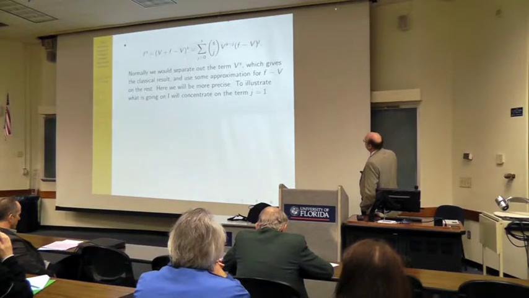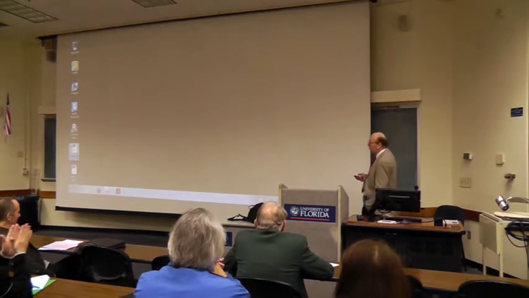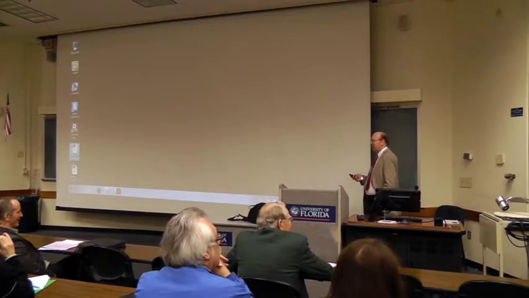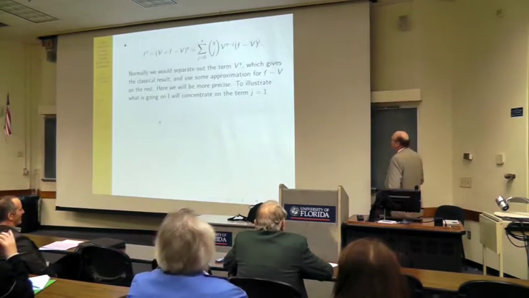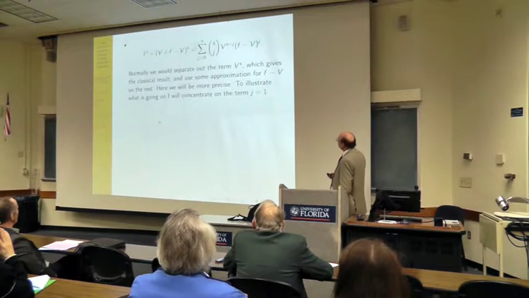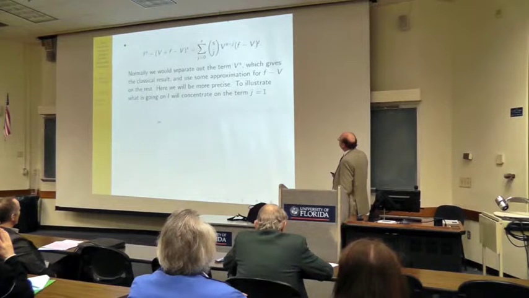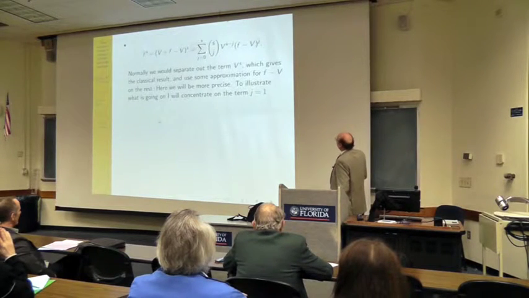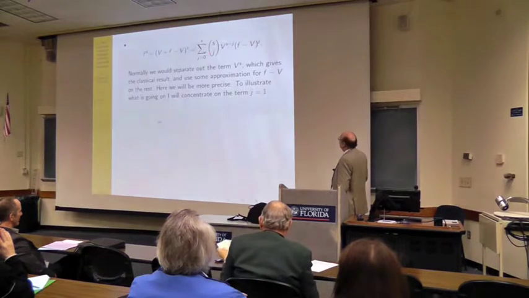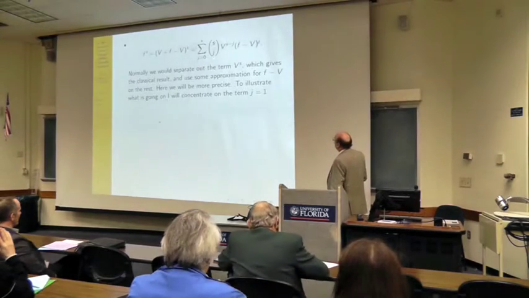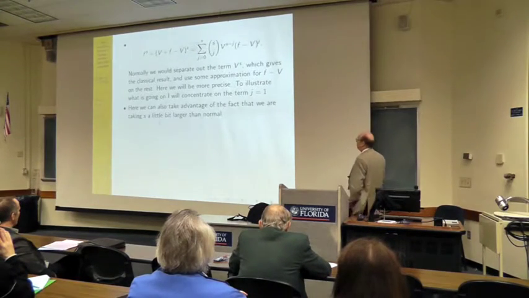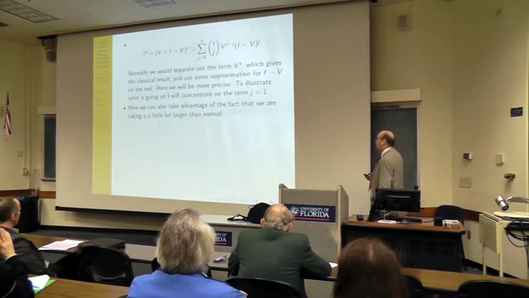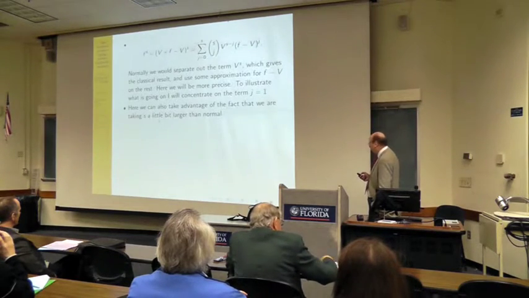Okay, so the thing to do in our situation is to retain these terms. And as you can imagine, if you start looking at other terms here, there are obviously going to be complications. I don't want to spend a lot of time discussing them because things are complicated. I just want to illustrate what's going on, so I'm just going to concentrate on the term j equals 1. And remember, to make things work on the minor arcs, we had to take s somewhat larger than normal, and that's going to help us here as well.